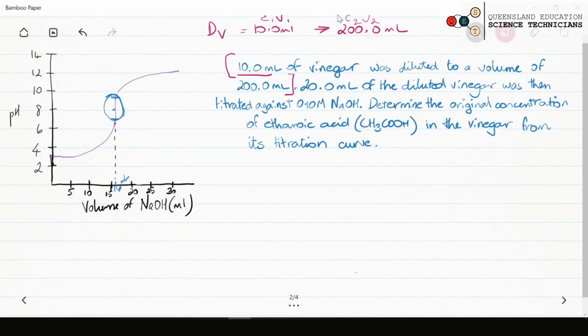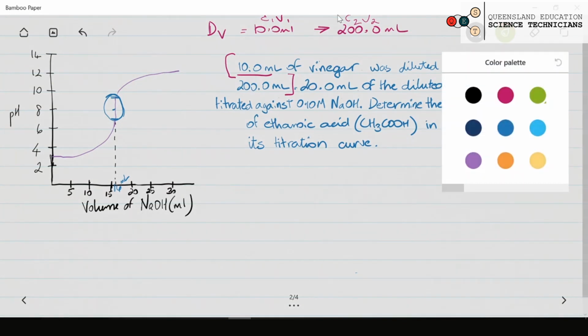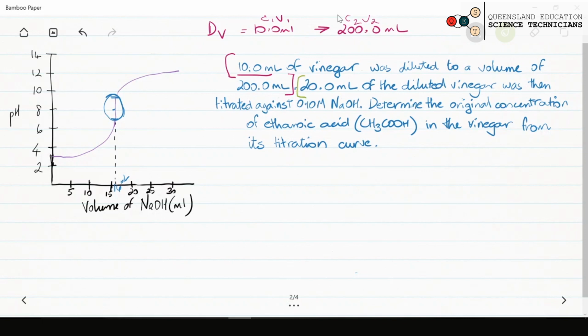So all this information here I'm not going to use, whereas the second part of the question has the information about the actual titration. So 20 mils is my volume for the titration. So for the titration, my volume is going to be 20 mils. And it was titrated against 0.10 molar NaOH. So that's my concentration of my base. This is my acid. And my volume of my base, I have to read from the graph, which was the 16 mils.